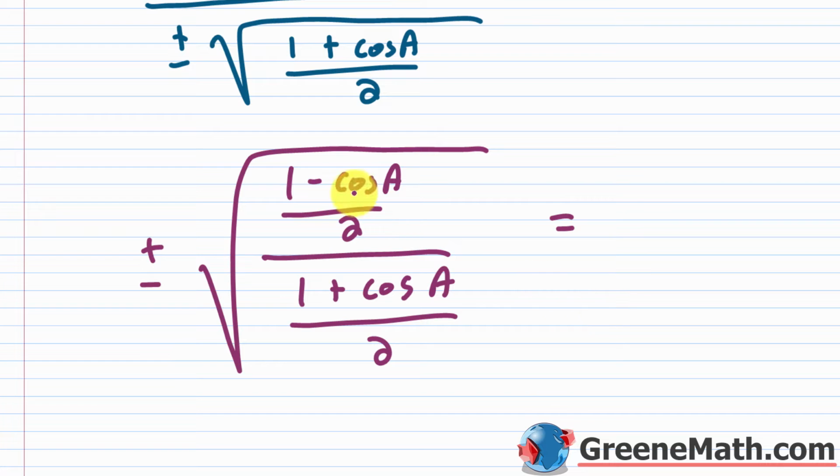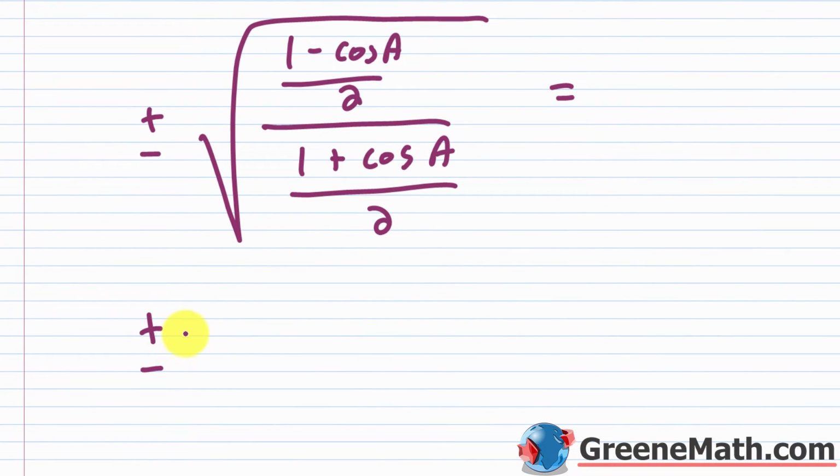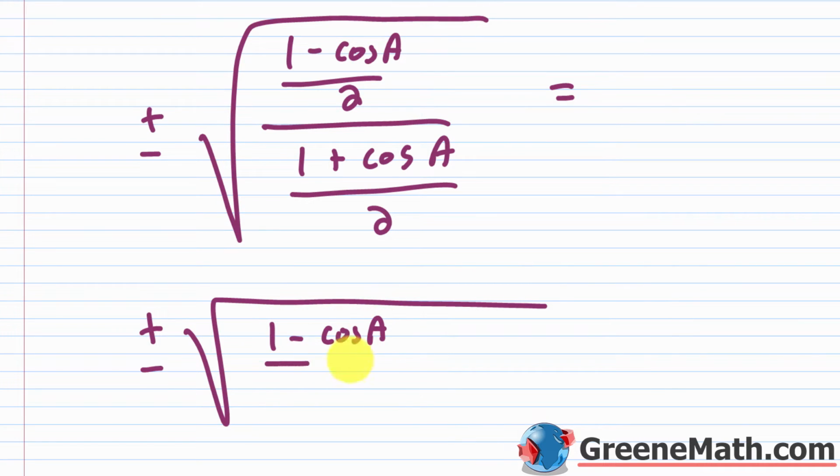Now what you would do, since you have one fraction divided by another, you would just say this is plus or minus the square root of 1 minus the cosine of a over 2. So the top fraction here, leave that alone. You're going to multiply by the reciprocal of this bottom fraction here. And I'm talking about in terms of this complex fraction. This is the fraction in the numerator. This is the fraction in the denominator. So leave this one unchanged, multiply by the reciprocal of this one. So I'm going to put the 2 up here, and then the 1 plus the cosine of a down here.